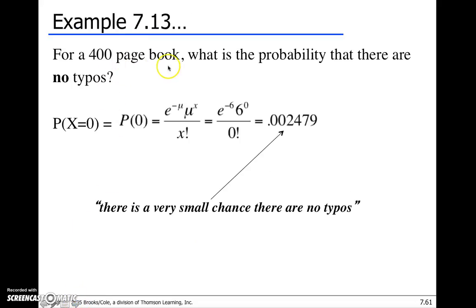So for a 400-page book, what is the probability that there are no typos? That is, the probability that x is equal to 0 is equal to e to the minus mu times mu to the x over x factorial. Here mu is 6, that is 6 per 400 pages. So e to the minus 6 times 6 to the 0 over 0 factorial. Remember, anything to the 0 is 1 and 0 factorial is 1. So you're looking up e to the minus 6. This gives 0.002479. So there's a very, very small chance that there are no typos.